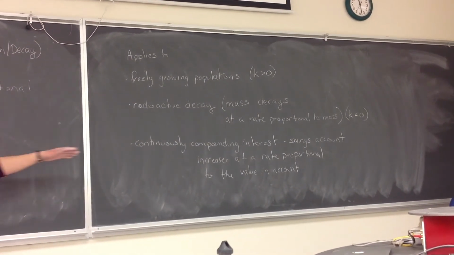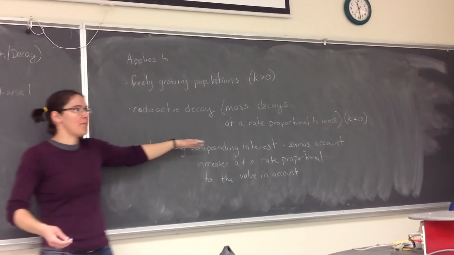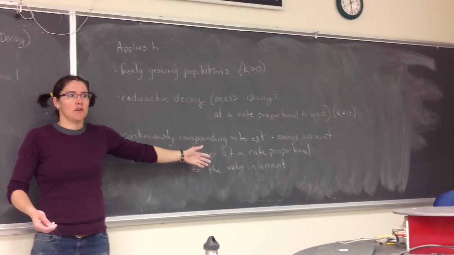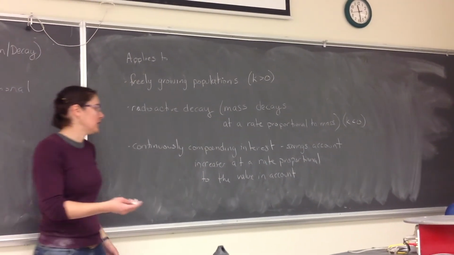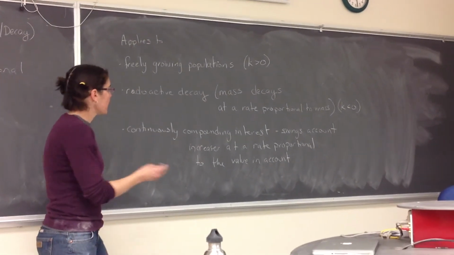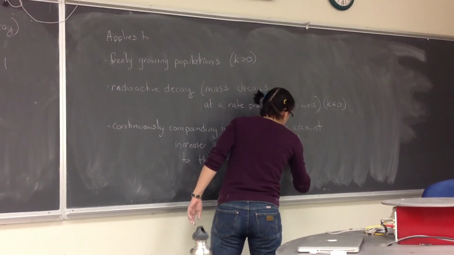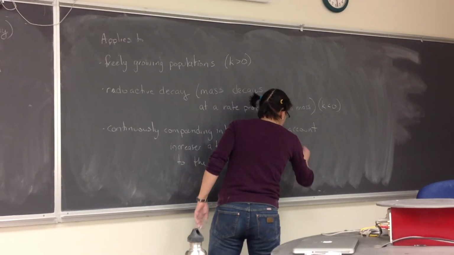And so in the case of money, we're thinking of swapping out the word population for the amount of money in your account. So what is your account populated with? It's populated with dollars, we hope. And so in this case, we're hoping that your account will grow, and so we want the k value to be greater than 0.